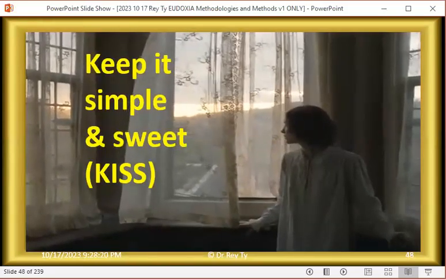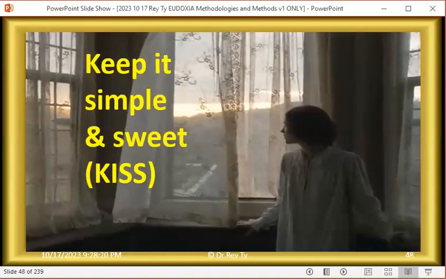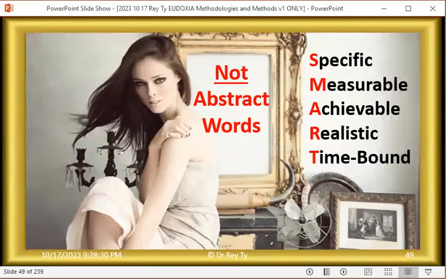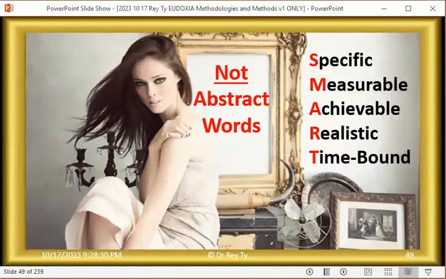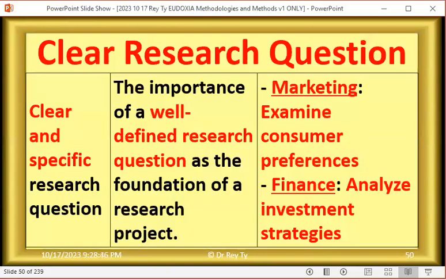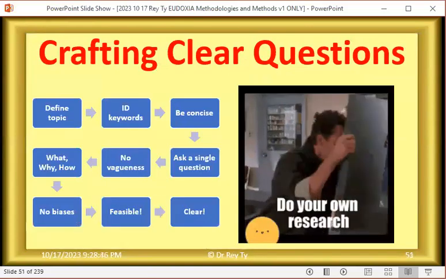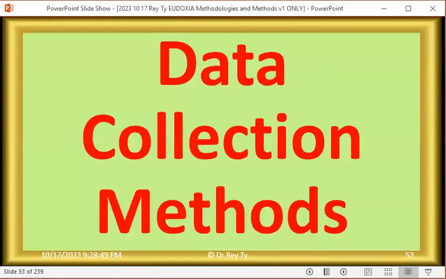So in general, when you do your research, keep it simple and sweet. Okay. Don't be abstract. Everything should be measurable, specific. The words to avoid: trauma, resilience, big words. Like, what are they? If you cannot see that, then it's an abstract term. Okay. So questions have to be clear.